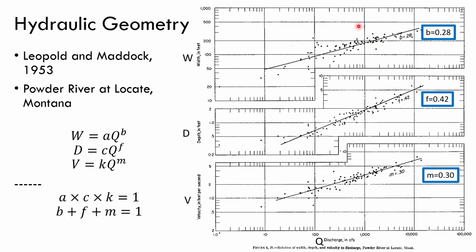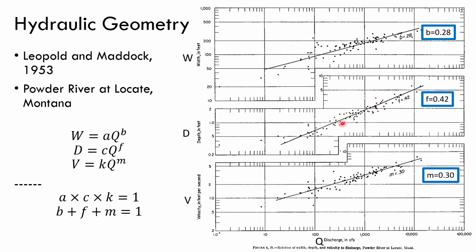Just as an example here, this is from one of the original publications. This is on the Powder River in Montana. They went down the river at pretty distant intervals and measured the width, the depth, and the velocity at those different cross sections all the way down the river and plotted those out. In this case, you can see there's quite a bit of scatter, and we'll talk about that at the end here, but the scatter is not too bad.